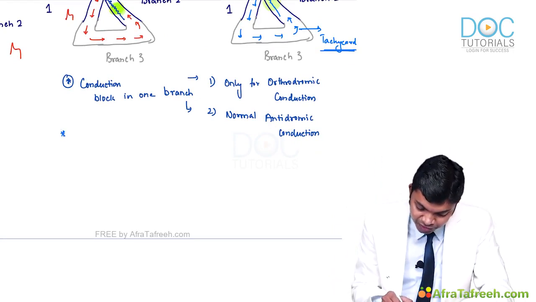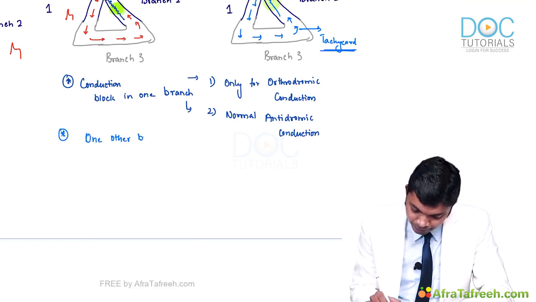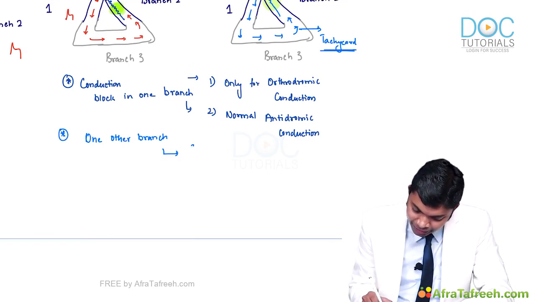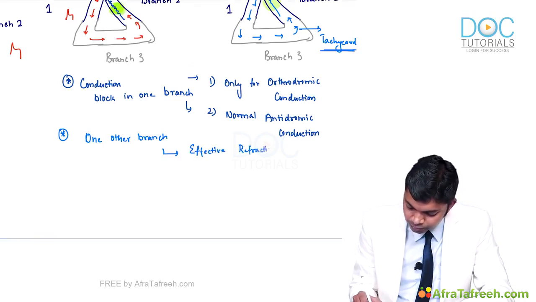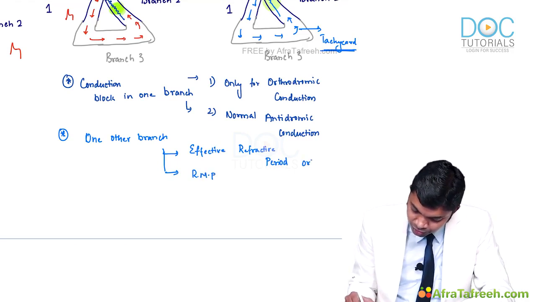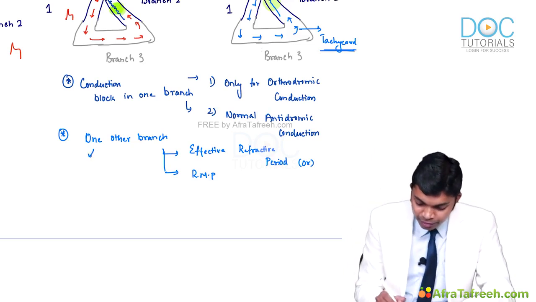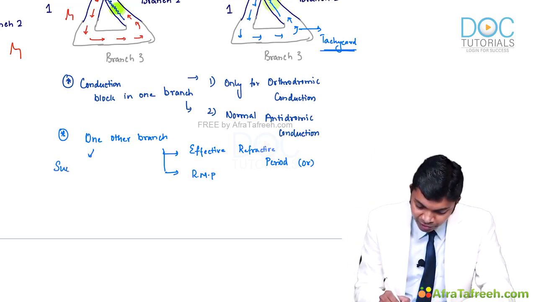and the second pathophysiology is that one other branch should be either in effective refractory period, or it should have reached resting membrane potential, which means the other branch should be susceptible for excitation.